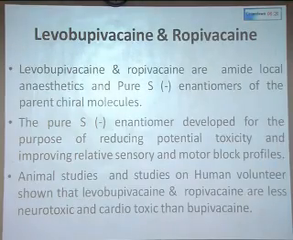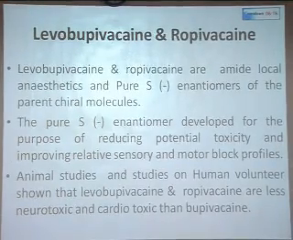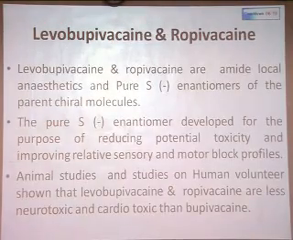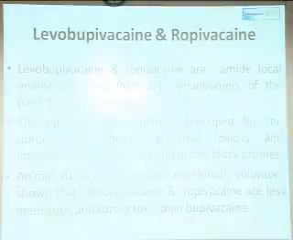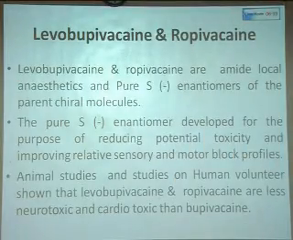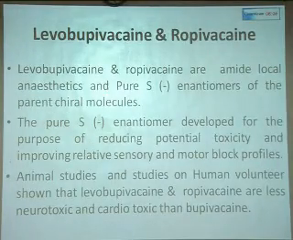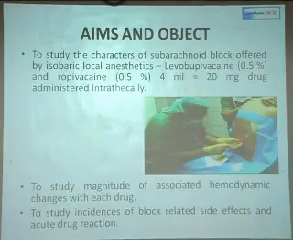Study drugs levobupivacaine and ropivacaine are amide local anesthetics and pure S enantiomers of the parent chiral molecules. The pure S enantiomer was developed for the purpose of reducing systemic toxicity and improving relative sensory and motor block profiles. Animal studies and studies on human volunteers show that levobupivacaine and ropivacaine are less neurotoxic and cardiotoxic than bupivacaine.